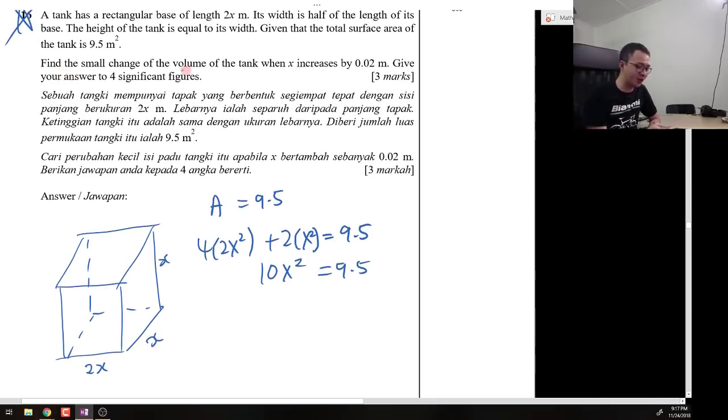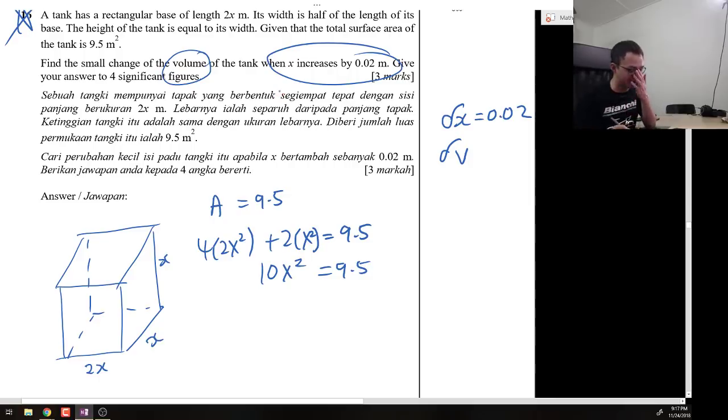Okay, find a small change of the volume of a tank when the x is increased by 0.2 m. So this sentence tells me what? X is increased by, so I know the change of x is 0.2. So I want to find the change of volume, giving the answer in 4 decimal places. They asked about small change of the volume, right? So I need to form a volume here.